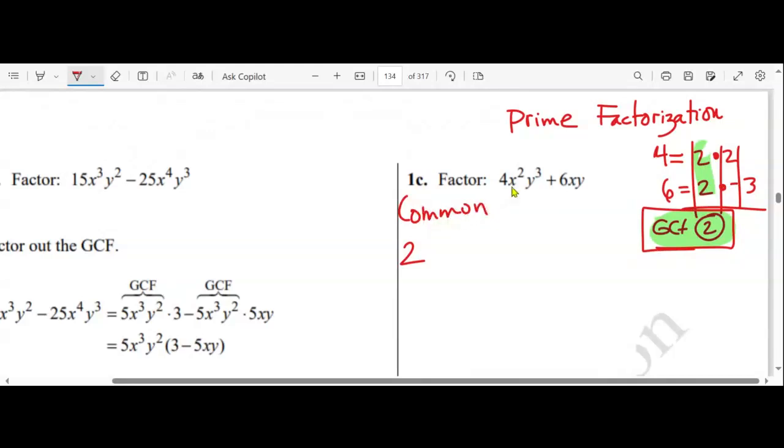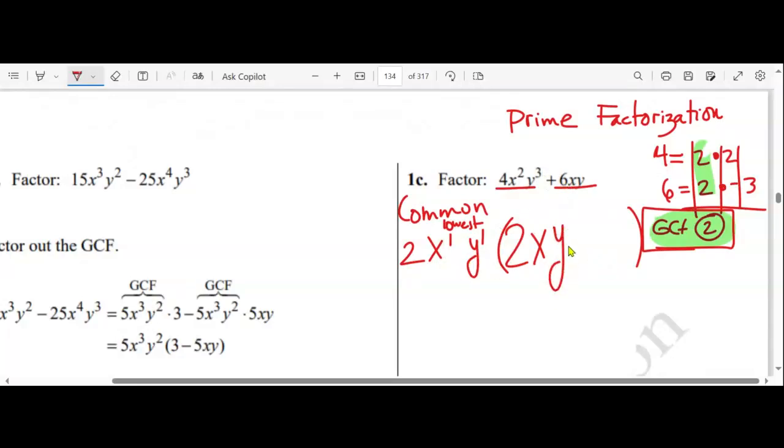What about x? We have x squared, x. We take the lowest power. What's the lowest power? 1. We have y cubed, y. Which one is the lowest power? 1. So you have to divide each term by those values. So 4 divided by 2, you get 2. X squared divided by x, you get x. Y cubed divided by y, you get y.